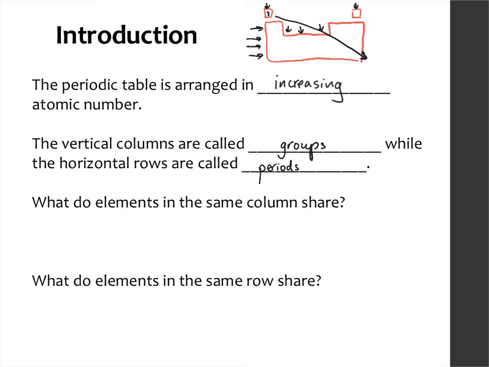Now, each of these elements that are grouped together this way share something similar between them. Let's talk about the ones in the same column, the same group, going down from top to bottom. They share the same number of valence electrons, and from there they also share the same chemical properties. The number of valence electrons, moving forward to later units, talks a lot about how these elements are going to bond with each other.